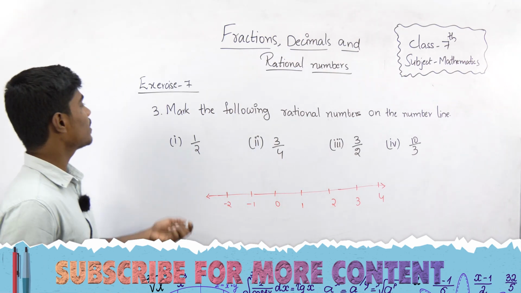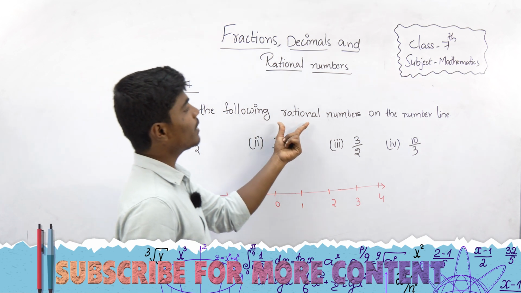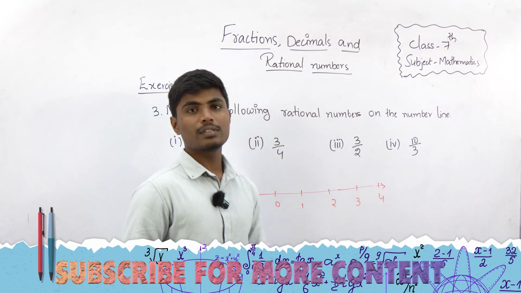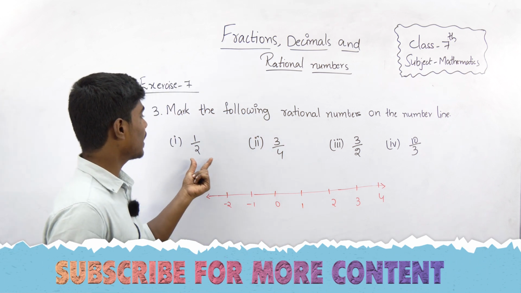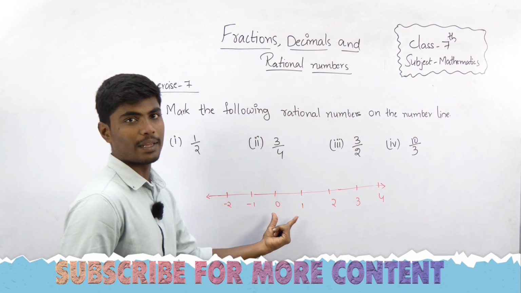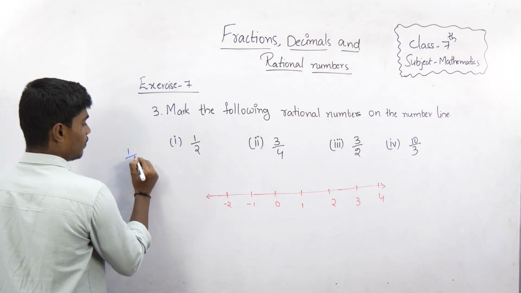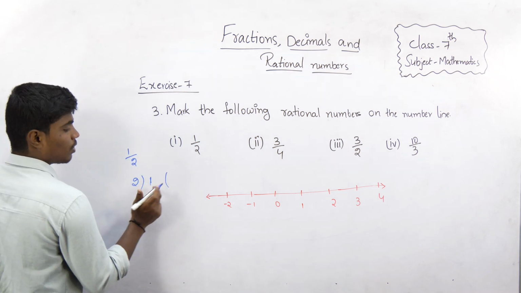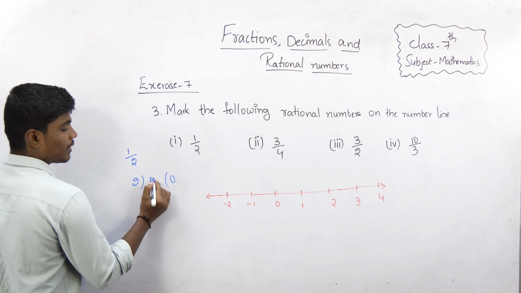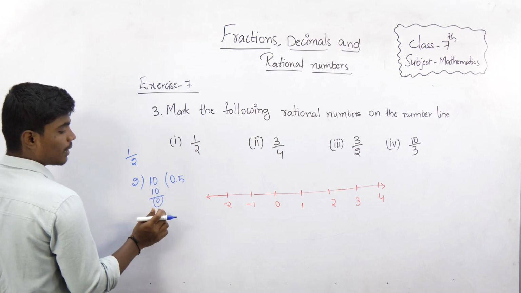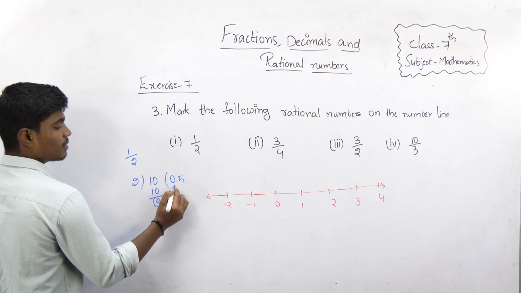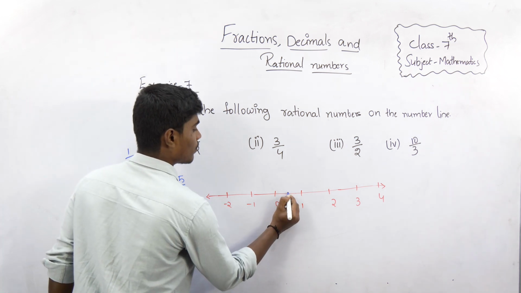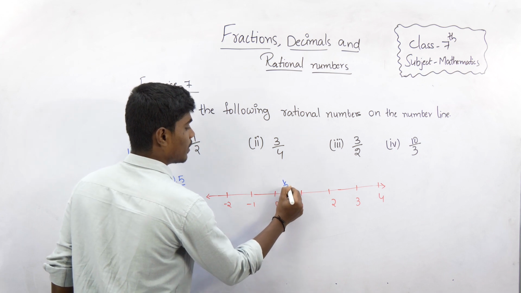Now let's move to the third problem. Mark the following rational numbers on the number line. Here he gave some rational numbers and we want to mark them on the number line. See, first 1 by 2. 1 by 2 means 1 divided by 2. It is not possible, so we use a point. Here 0. 2 5s are 10. The remainder is 0. The answer is 0.5. 0.5 lies between 0 and 1. Here is 1 by 2.